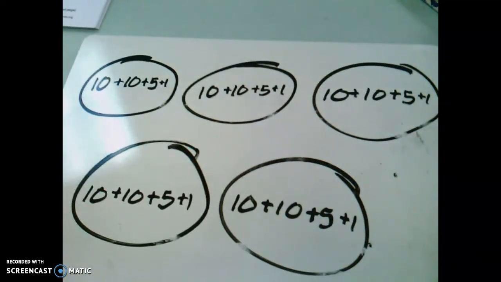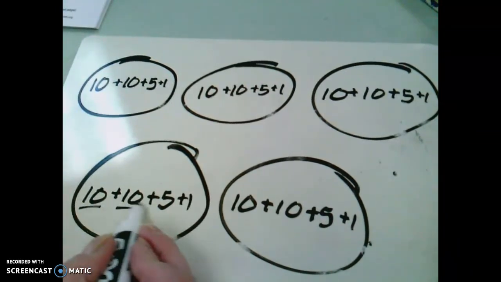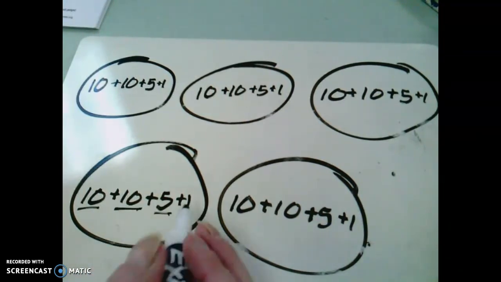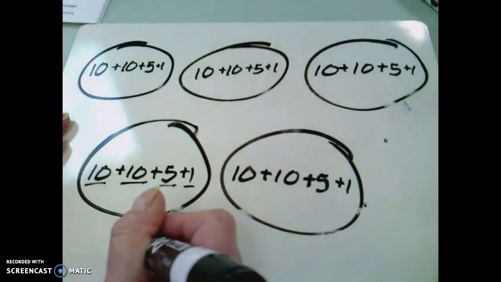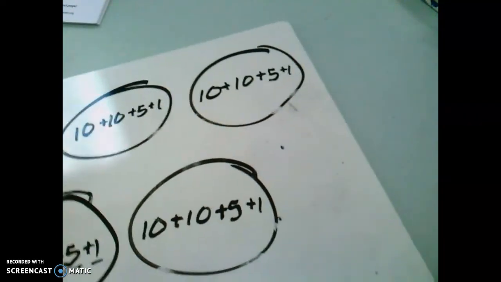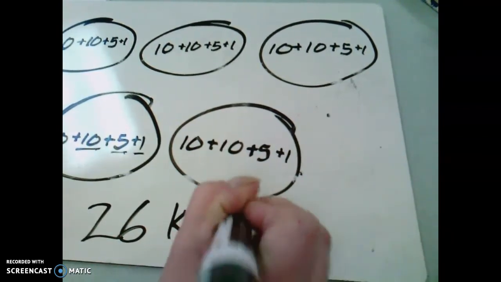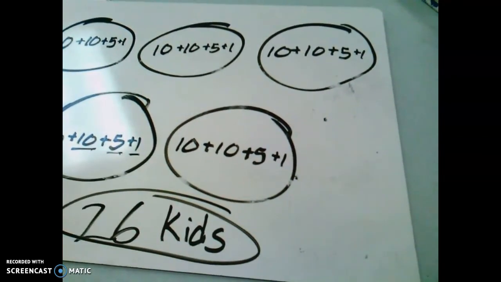So now I have to figure out how many kids are in each group. Well, let's see. We have 10 plus 10 is 20. 20 plus 5 is 25, and 25 plus 1 is 26. So 26 kids is my answer. Go ahead and do the problems on the next slide.